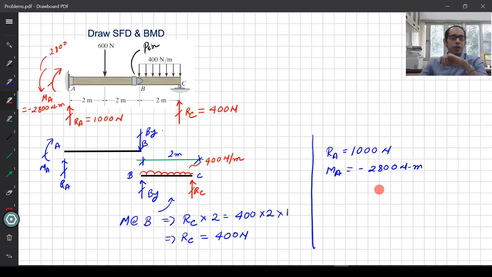So now that we have the reactions which we have calculated, let's move on to phase 2. In phase 2, with all the reactions known, we will find the shear force diagram and the bending moment diagram.